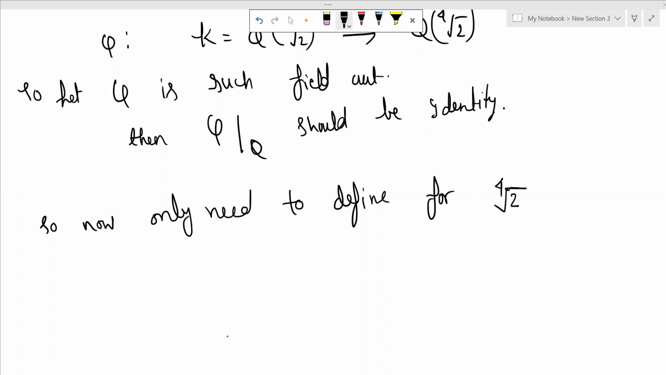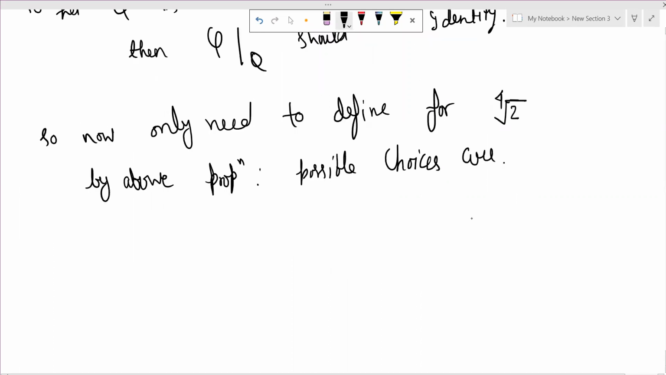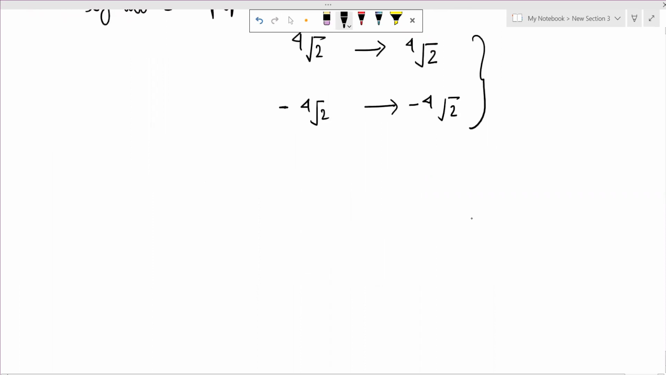Only need to define fourth root of 2. So what are, by our proposition, the possible choices? Fourth root 2 goes to fourth root 2 and minus fourth root 2 goes to minus fourth root 2. This is one choice. Let's assume this one is phi 1.